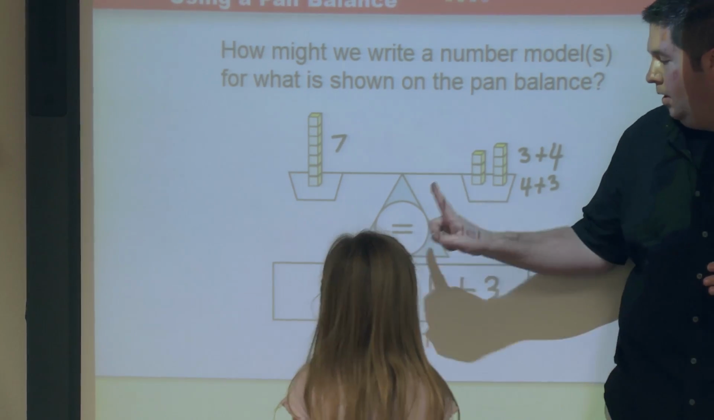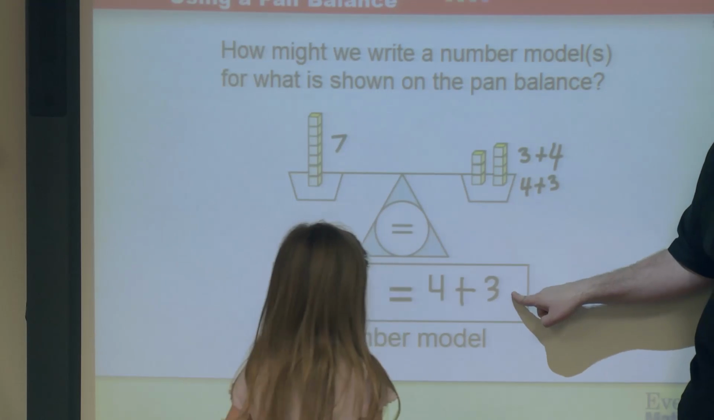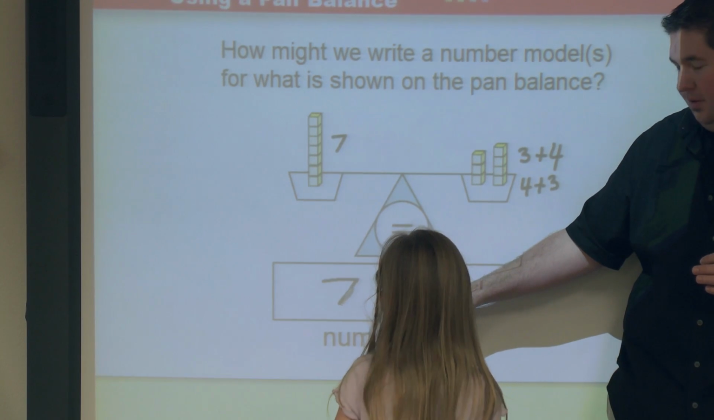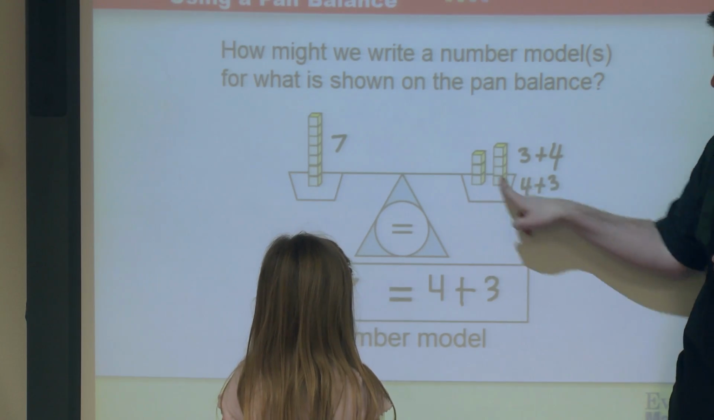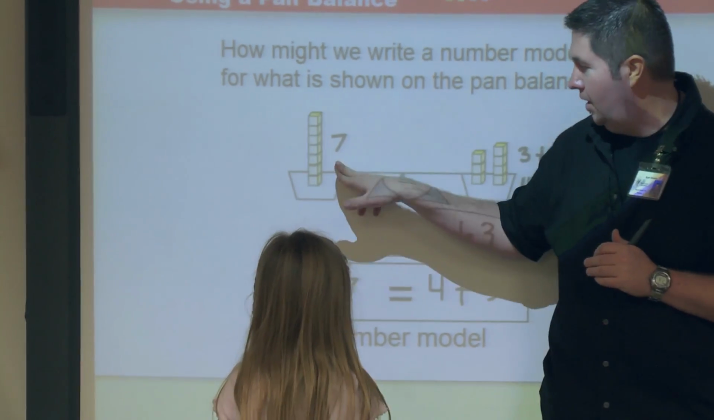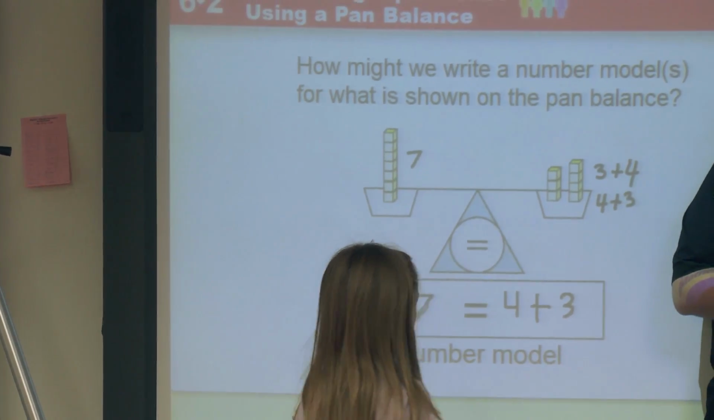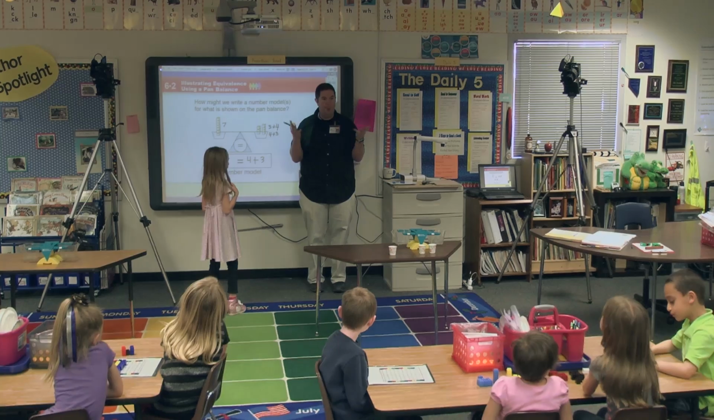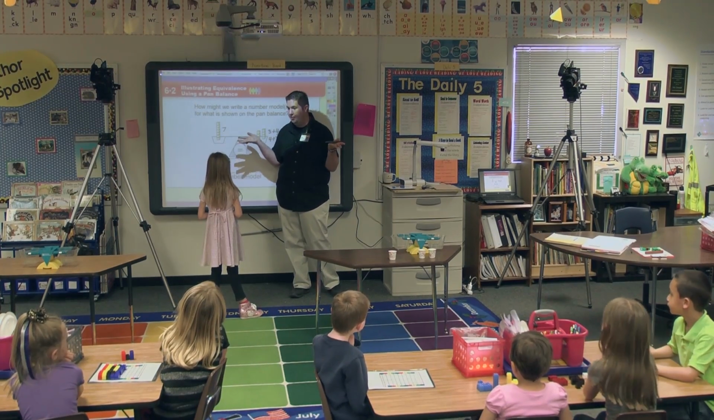Okay, so I've got a question for you, Jenna, and I'm going to have everyone revoice this then. You put 7 over here, and you put 4 add 3 over here. What does this represent then? What does the equal sign represent? So I got 4 add 3 from here, 7 from here. So what does the equal represent? That they're equal. What does that mean, they're equal? That they're both the same. So the pan balance is going to mean it's the same on both sides.